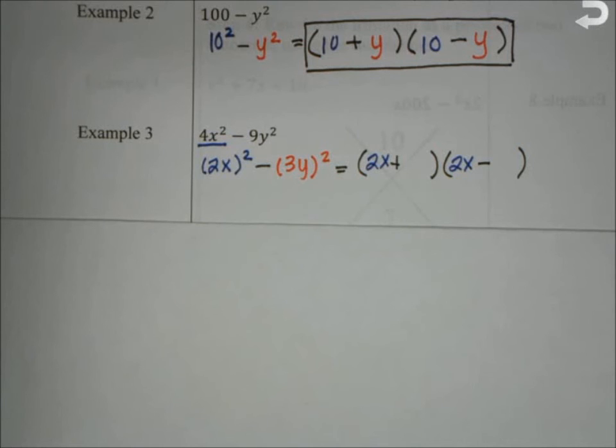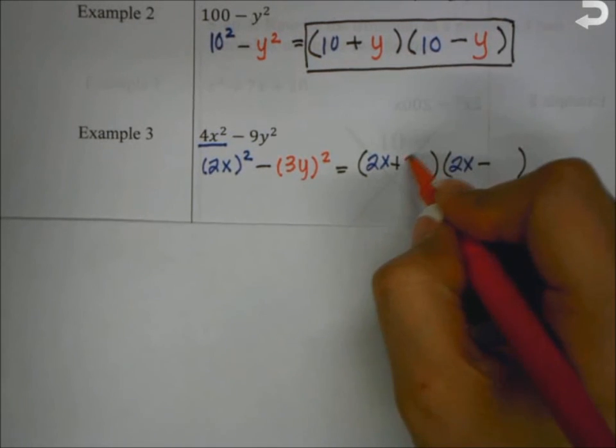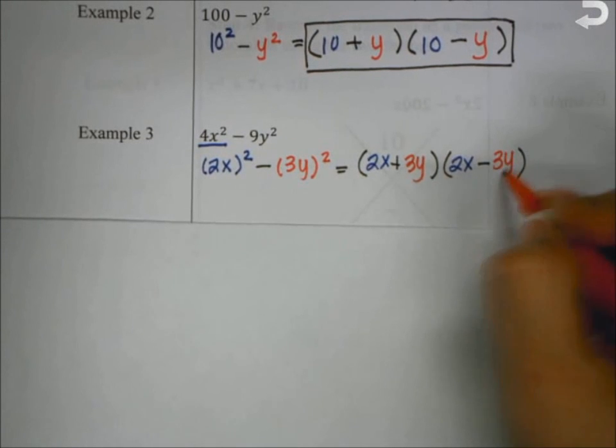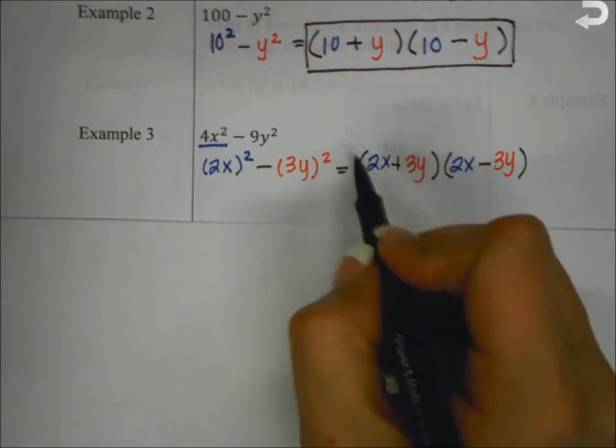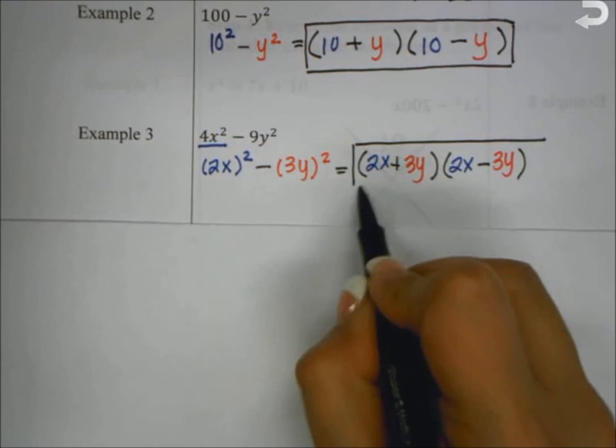How do I check it? Good, you FOIL. Will you ever get, like, 4x squared and then yx? Exactly what I was talking about. x squared plus 9. Is this a difference of 2 squares?